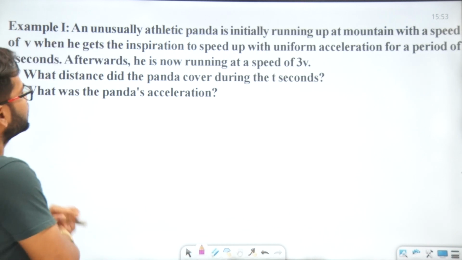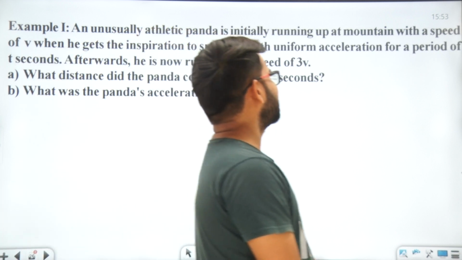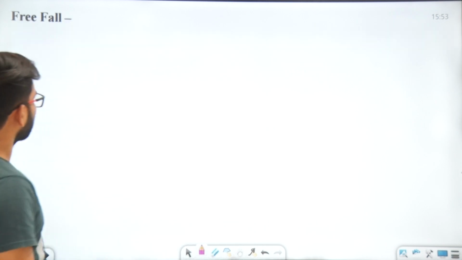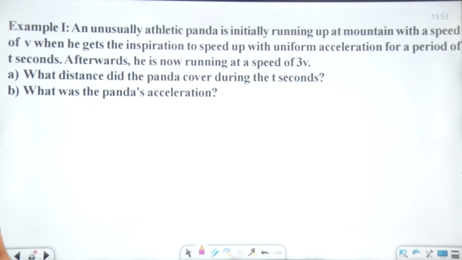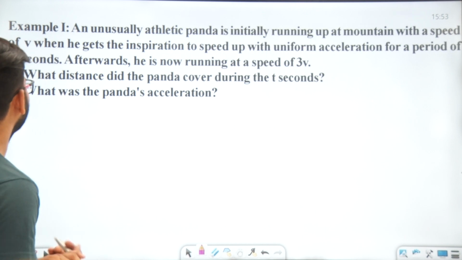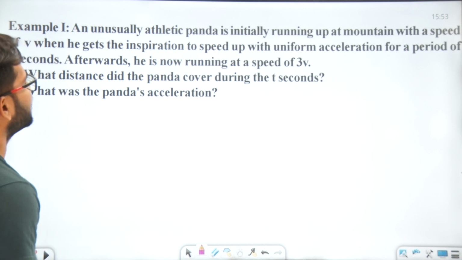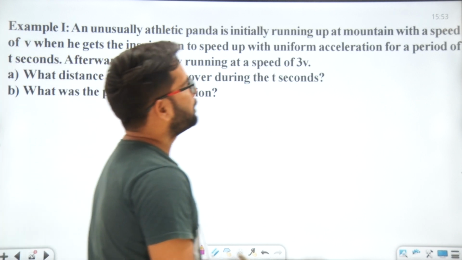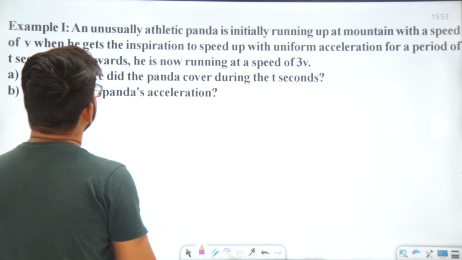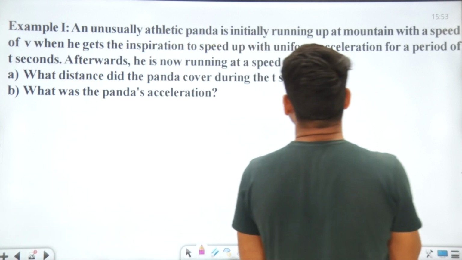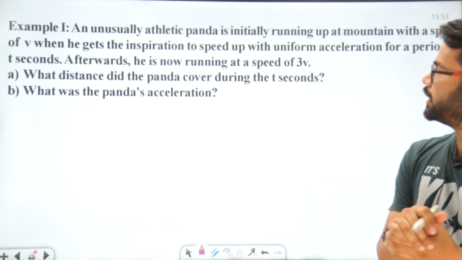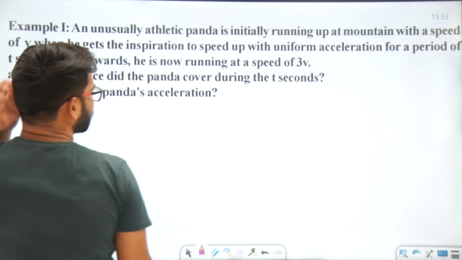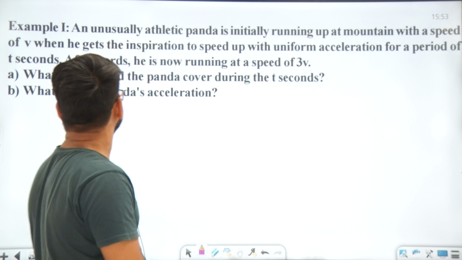Okay, let's take one more example. An unusually athletic panda is initially running up a mountain with a speed of v when he gets the inspiration to speed up with uniform acceleration for a period of t seconds. Afterwards, he is now running at a speed of 3v.